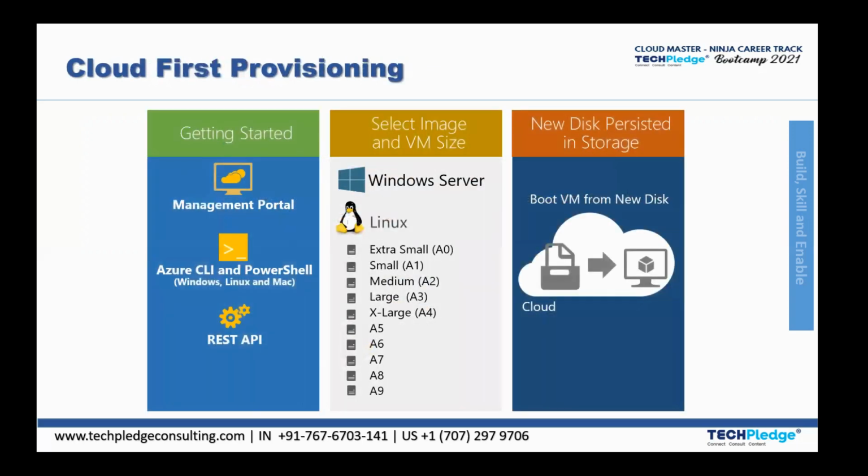Cloud first versioning means you need not have a virtual machine in your private cloud first and then migrate it into the cloud of Azure. This is not the case here. You can directly go to the Azure portal and launch your virtual machine selecting your respective images, whatever you want, Windows, Linux, and accordingly select the sizes and directly launch your virtual machine on the portal of Azure.